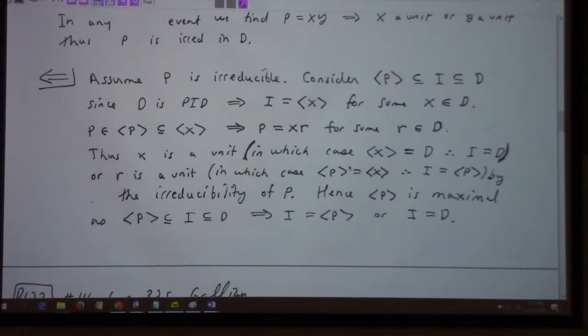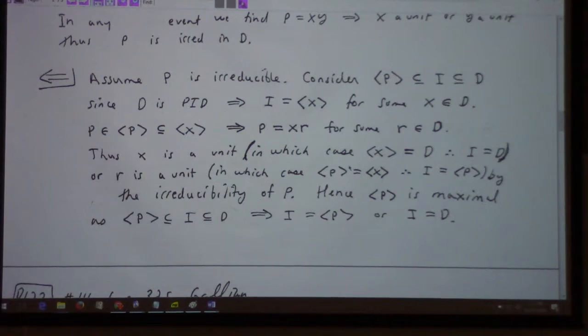They tell us P is in here, which is in there, which means that P is equal to x times r, right? Consequently, x is a unit. How do I know that? Oh, because P is irreducible, right? So here's a factorization of P, so that means x has to be a unit.